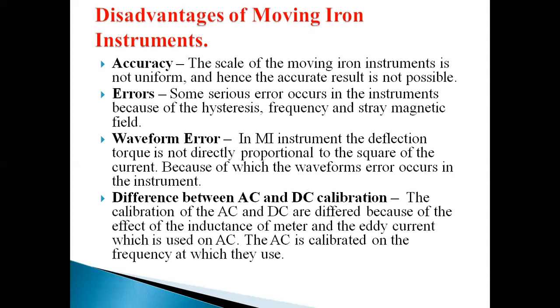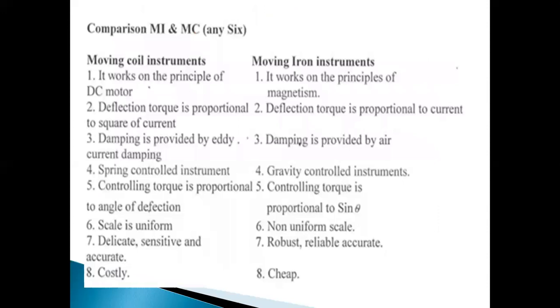Moving on to the next topic, let us discuss what are the differences between moving iron and moving coil instruments. This table gives the differences between moving iron and moving coil instruments. In the first column, we have moving coil instrument points. In the second column, we have moving iron instruments. First point, it works on the principle of a DC motor.